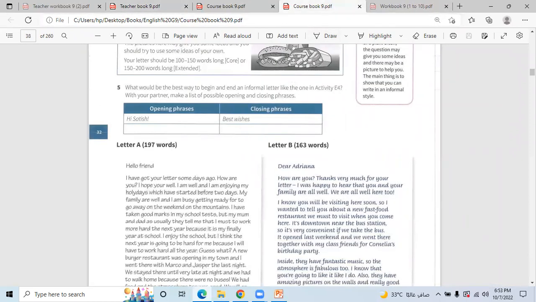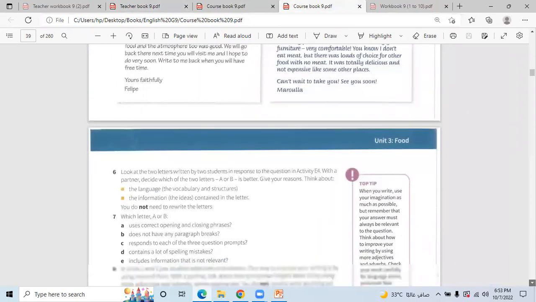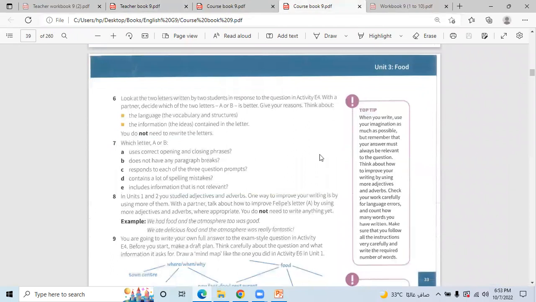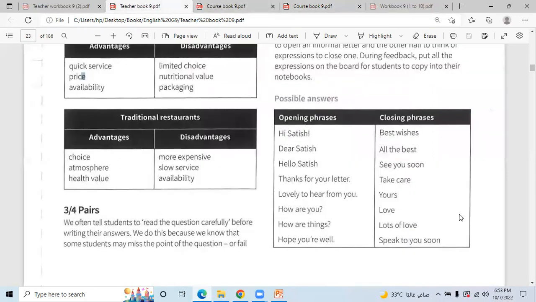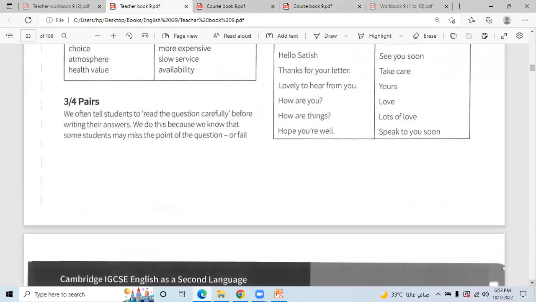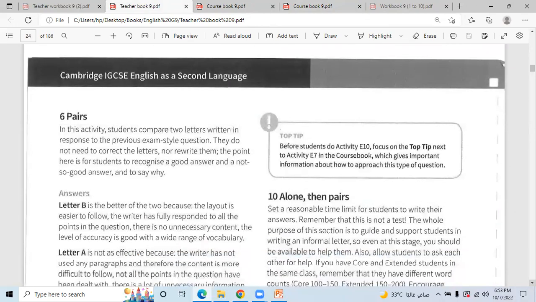All right, so let's move on to question number 6. Look at the two letters written by two students in response to the questions in activity E4. With your partner, decide which of the two letters, A or B, is better. Give your reasons and think about the language and the information. You don't need to rewrite the letter, just discuss which letter is good and which is bad.